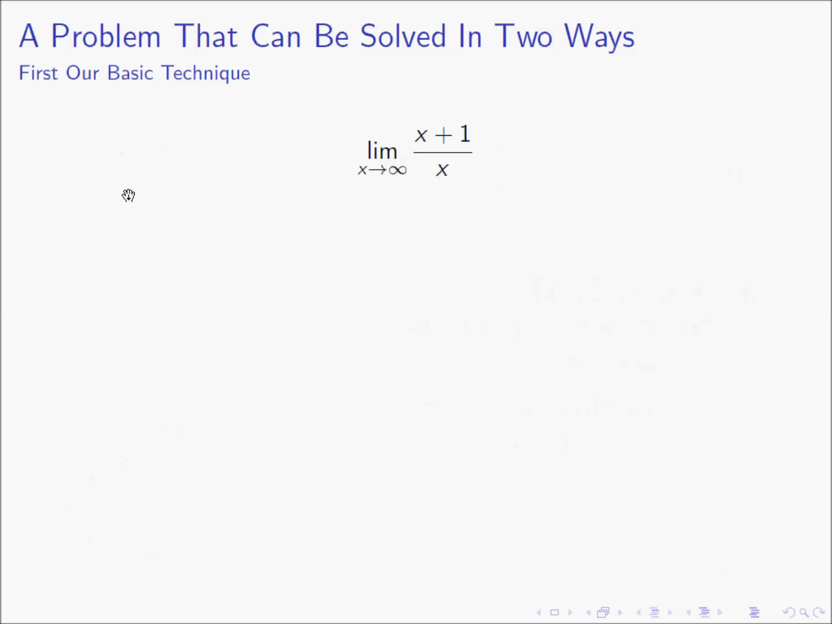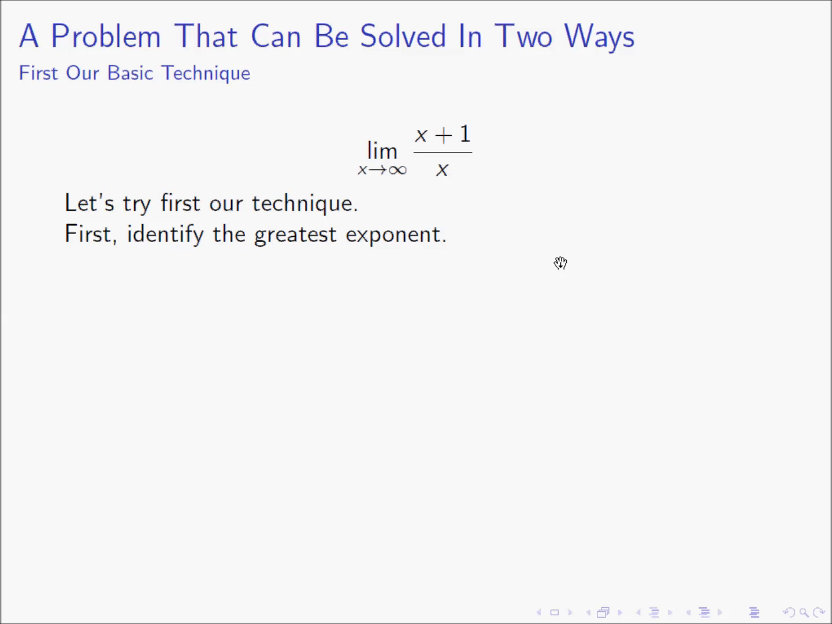So here is a limit that can be solved in two ways. And we have the limit as x approaches infinity of x plus 1 over x. And the first thing we can do is to apply our basic technique, the technique we learned in part 1. So first of all, we need to identify the greatest exponent. In this case, it is very easy to see that the greatest exponent is 1. And then we divide everything by x.